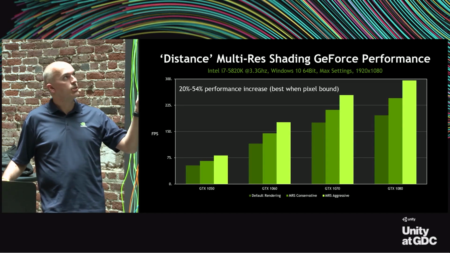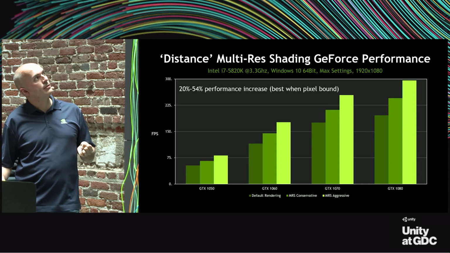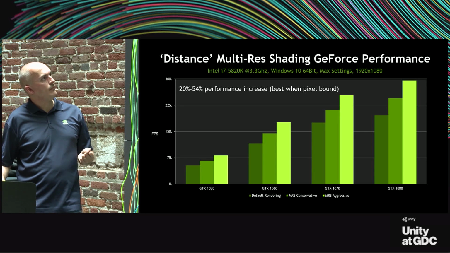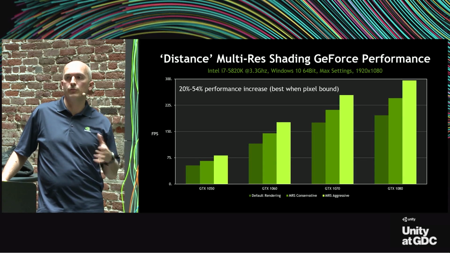So this is actually an example of a desktop title, Distance, which we applied multi-resolution shading on, obviously Windows 10, and it was 1080p resolution, and we basically saw a 20 to 54% performance increase, obviously, if you are pixel bound. Now, this is very important. You have to be pixel bound. If you're not pixel bound, then this feature really is not going to help you.